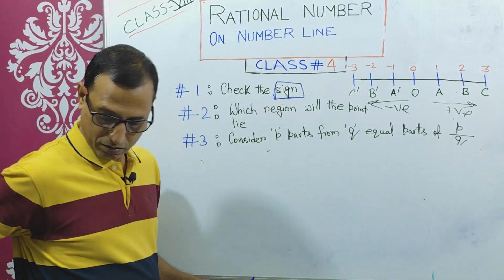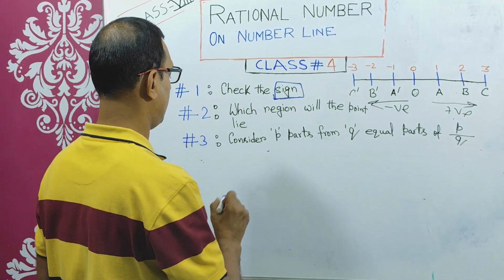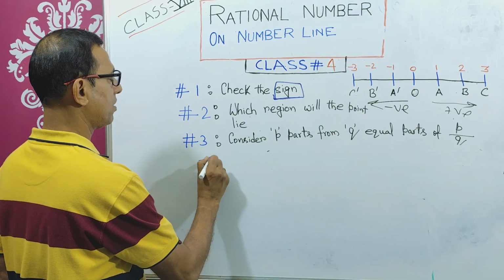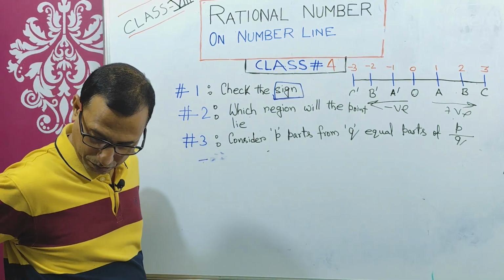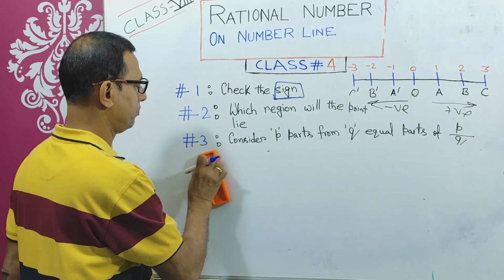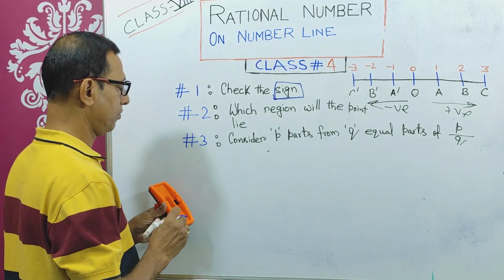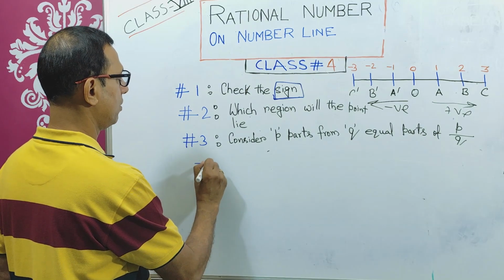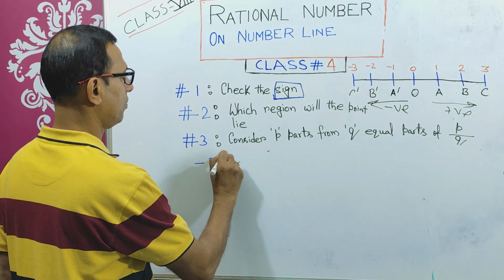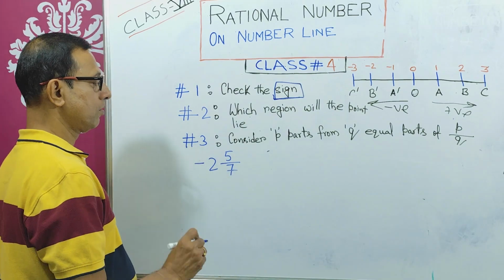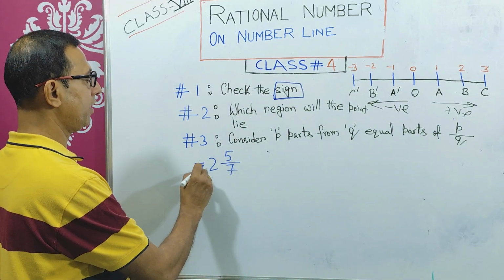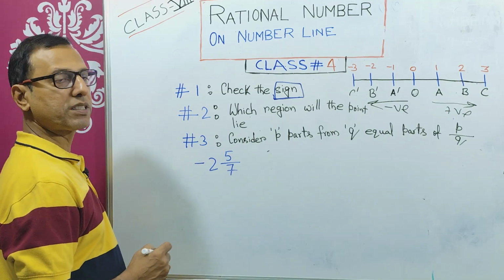Last one I am giving, let's say in the negative region, minus 2 5 by 7. So what is our step one? Check the sign, negative. So it is on the left side of 0.